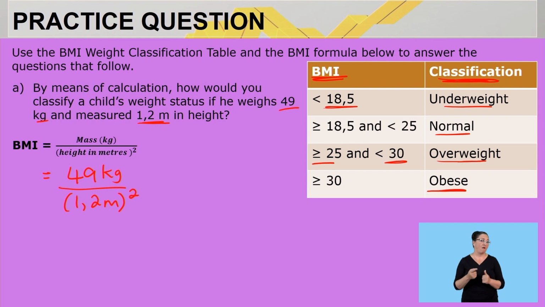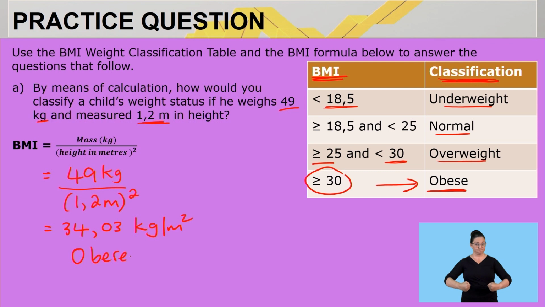That will give me an answer of 34.03, rounded off to 2 decimal places, and that is kilograms per square meter. So how will we classify this child's weight status? I see 34.03 is more than 30, so we'll classify this child's weight status as obese. Are we clear on that one?